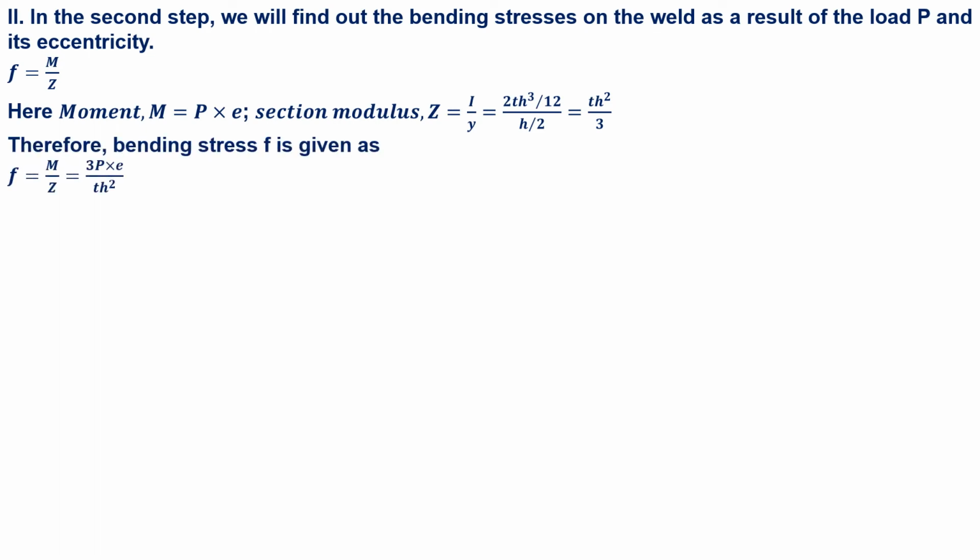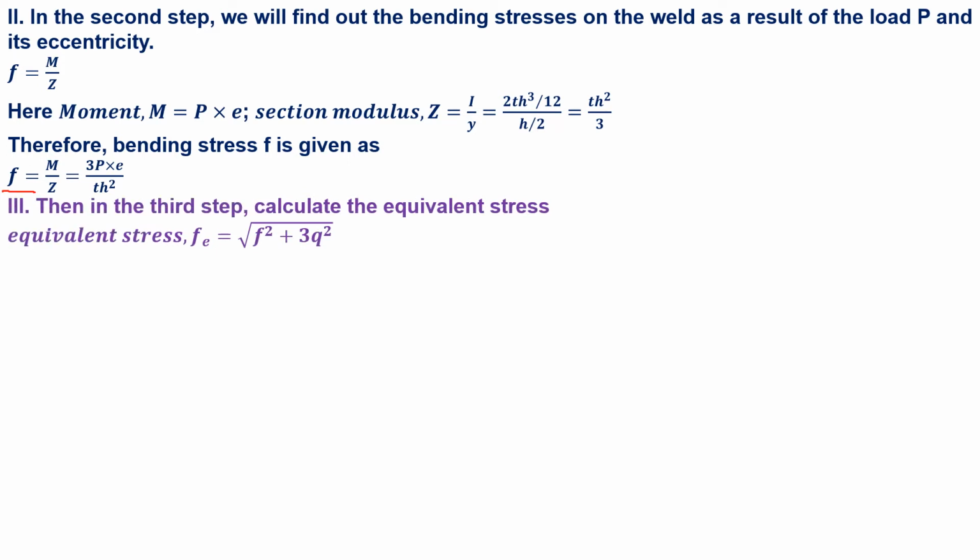In the second step, we will find out the bending stresses on the weld as a result of load P and its eccentricity. As we are aware, the formula for bending stress F is bending moment upon section modulus. Here moment M equals P multiplied by eccentricity, and section modulus is I upon Y, that is t h square upon 3. Therefore, bending stress F is given as F equals M upon Z, 3 P into e upon t h square.